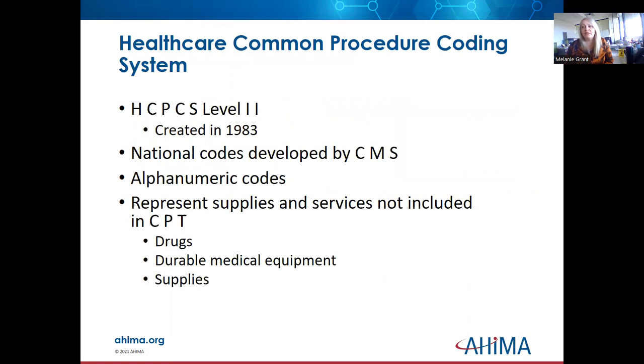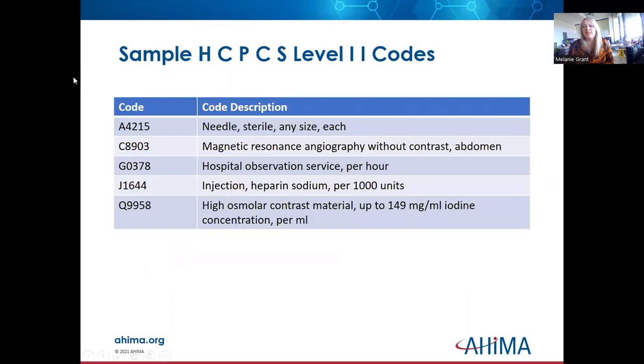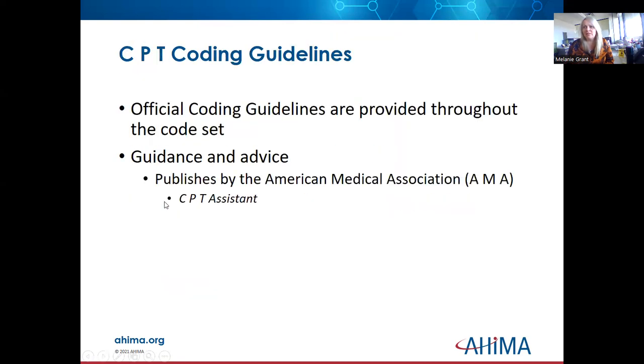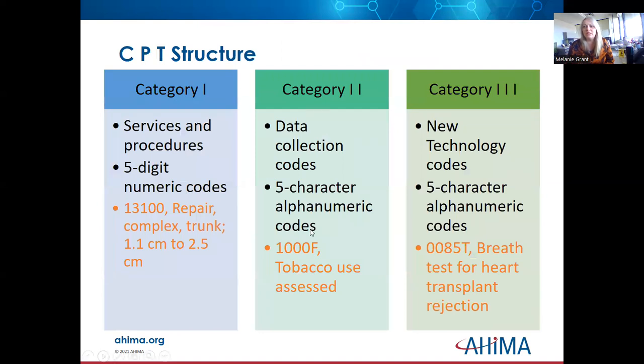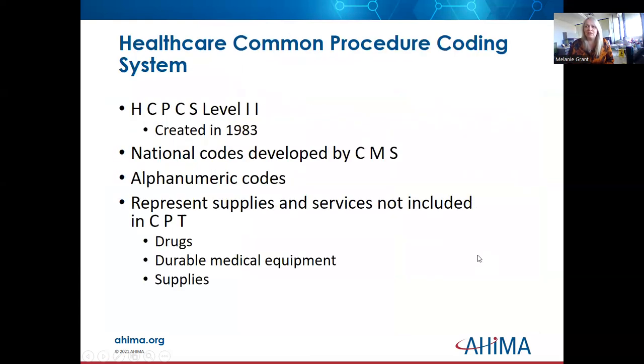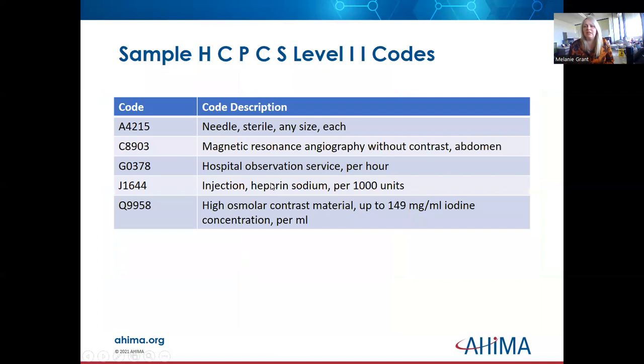HCPCS, however, are a little bit different. As mentioned, they were created in the 80s, and it is developed and maintained by CMS. You'll identify a HCPCS code because, as you can see here, they're all alphanumeric. So they always start with a letter in the beginning, followed by several numbers. Whereas if we go backwards a little, our CPT codes are only numeric codes. Our category 2 codes and category 3 are both alphanumeric, but have a letter at the end of the code instead of in the beginning, like the HCPCS here does.